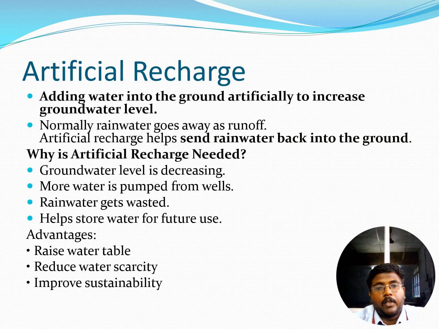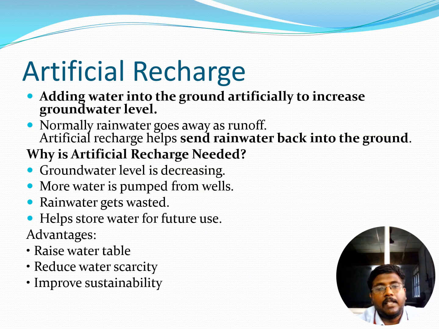Next we see about artificial recharge. Artificial recharge is defined as the adding of water into the ground artificially to increase the groundwater level. Otherwise, it is defined as the human process of moving the excess amount of surface water, like surface runoff, deep into the groundwater to store it for future uses. Otherwise, it is defined as the normal rainwater that goes away as runoff. Artificial recharge helps send the rainwater back into the ground.